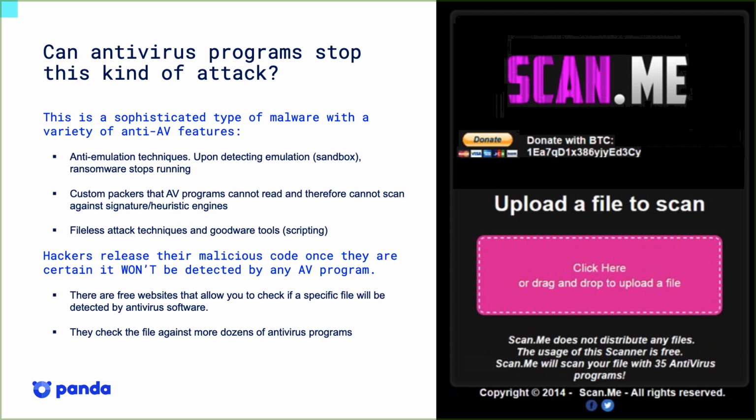TrickBot is one that just very recently updated some of its emulation techniques. One of the things that it did was, as soon as it got onto a system, it queried statistics related to the running processes. And if the number that it received back was lower than a threshold, it would crash and terminate itself. If not, it would continue operating.